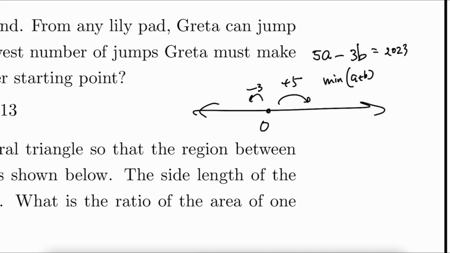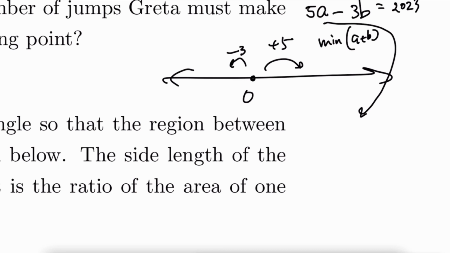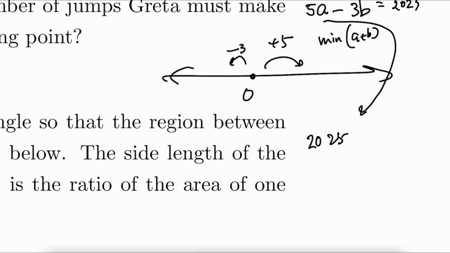Alright, so how do we tackle some of these problems? Well, minus 3B, we definitely don't want to jump back unless we have to, so let's just say around 2023, we make this 5 look like that. How do we make 5A around 2023? Let's go over a little bit because we can only subtract. And of course, 2023 is not divisible by 5.